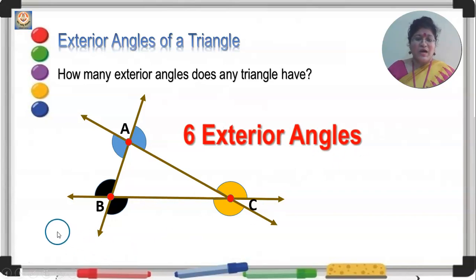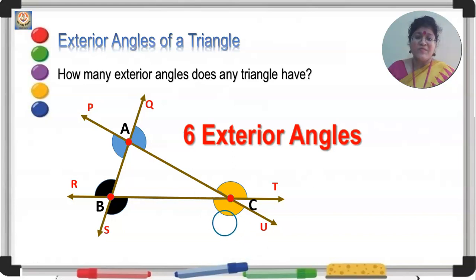Okay, so I want you to write this down in your notebook. You're going to draw this diagram and you're going to shade this so that you remember that every triangle will have 6 exterior angles. Now I'm giving you homework on this. I have named these lines and I've taken these points as P, Q, R, S, T and U. You have to write down the exterior angles of this triangle.